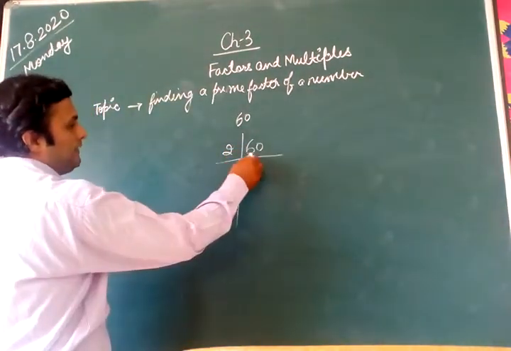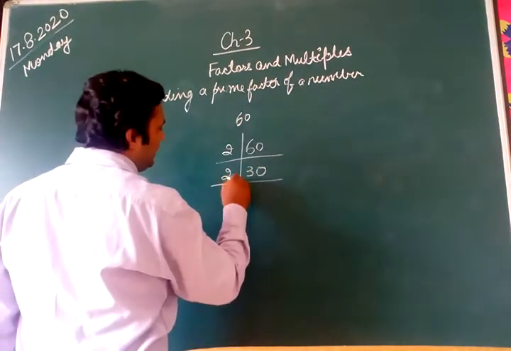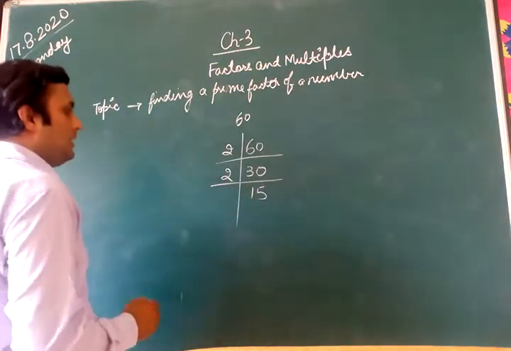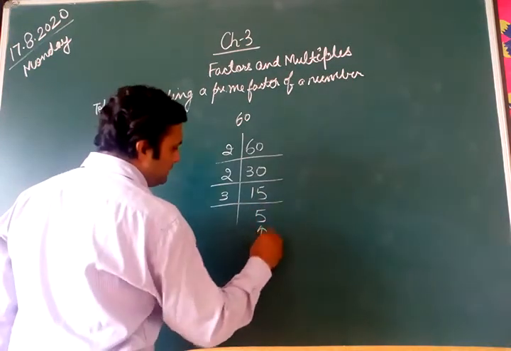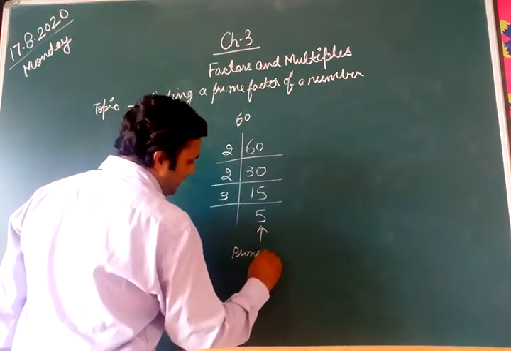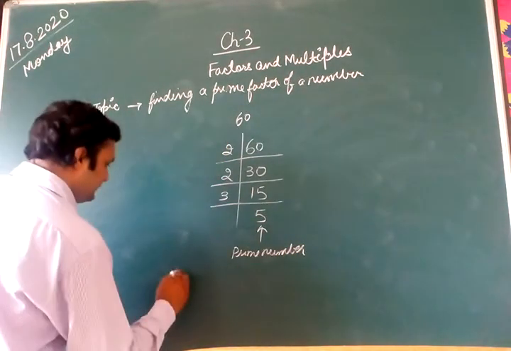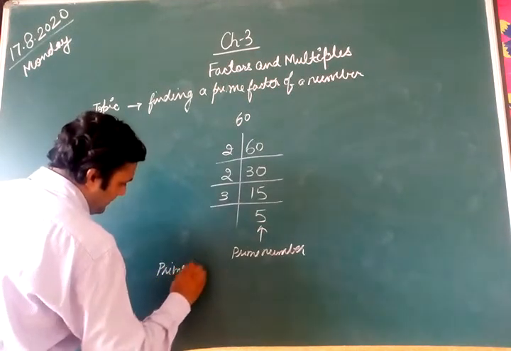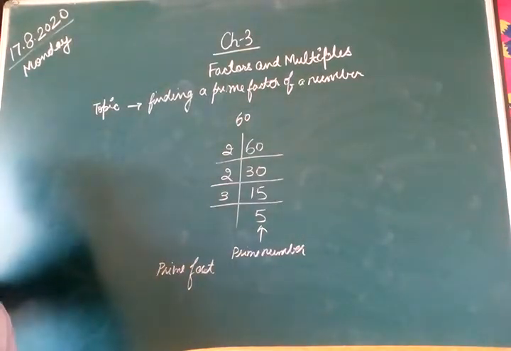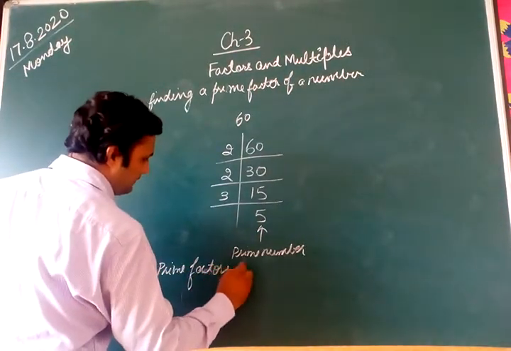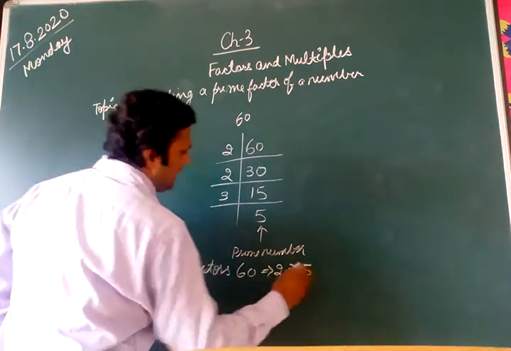2 divides 60, we get 30. 2 divides 30, we get 15. 3 divides 15, we get 5. So this 5 is a prime number. So the prime factors of 60 are 2, 3 and 5.